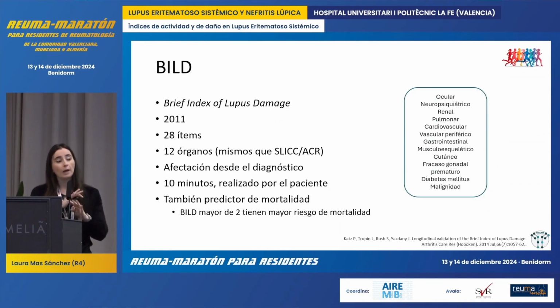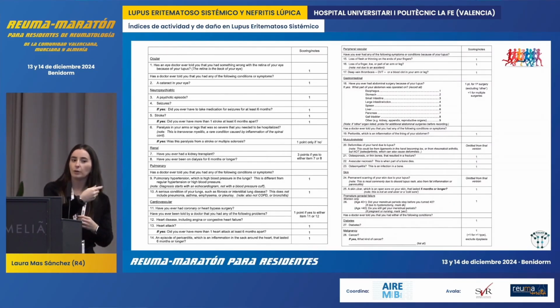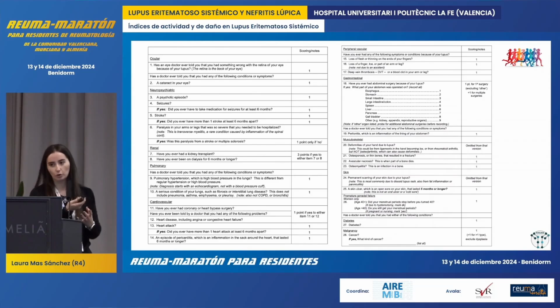And finally, on my part, I want to mention the BIL. The BIL is similar to the SLICE ACR. It's also a damage index. Quite similar, a bit more recent, but the difference is that it's based on questions designed for the patient to answer themselves. The domains and everything are quite similar, but the questions, I think it's a bit too small to see clearly, but anyway, they're all in the form of questions. Like, has your doctor ever told you that you have any retinal involvement, etc.? So it goes like that with all the questions. It takes about 10 minutes and might be a bit quicker to assess.